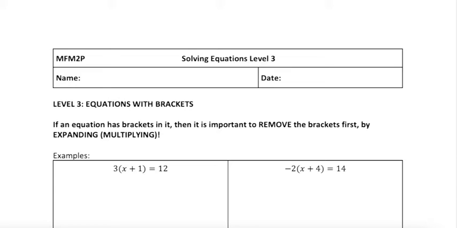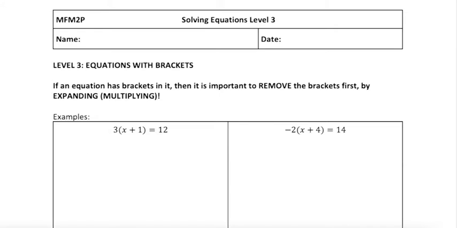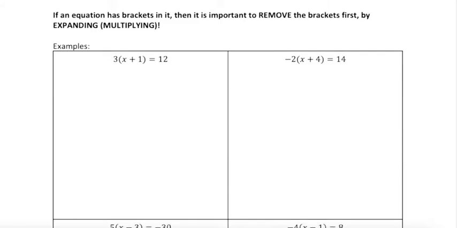Solving equations level 3. Level 3 equations include equations with brackets. So we have to think about removing the brackets first by doing distributive property, or by expanding or multiplying, if you want to think about it like that. So the first thing we want to do is start by taking a look at what is in the front of that bracket. And that is going to be the item that you're going to multiply each term inside of your bracket by.